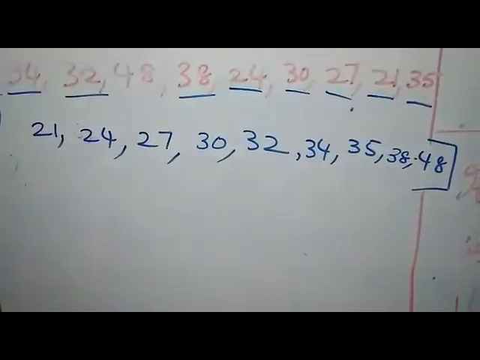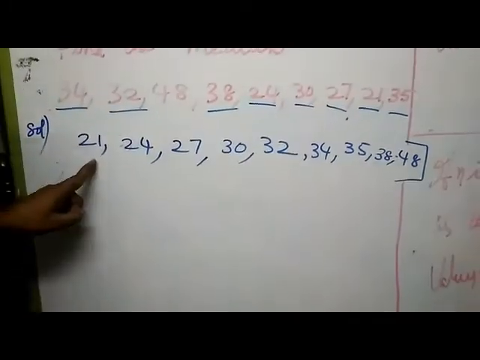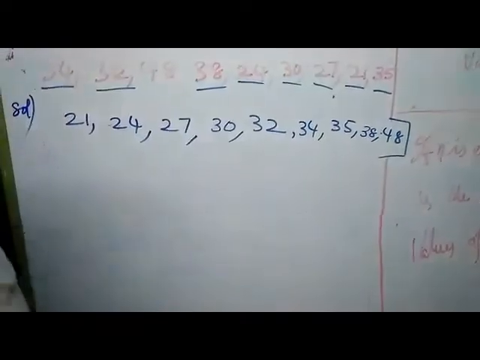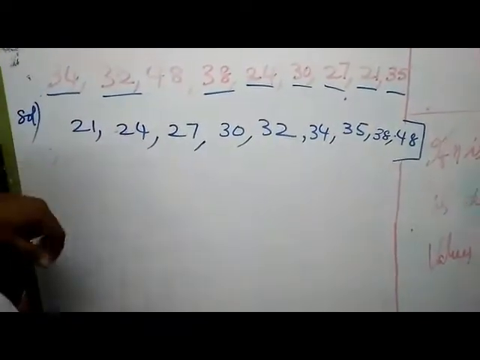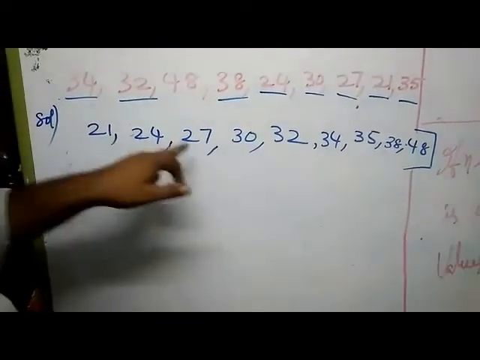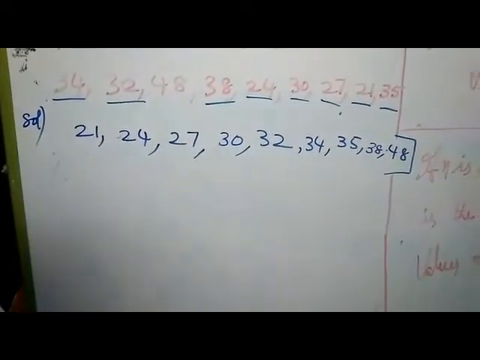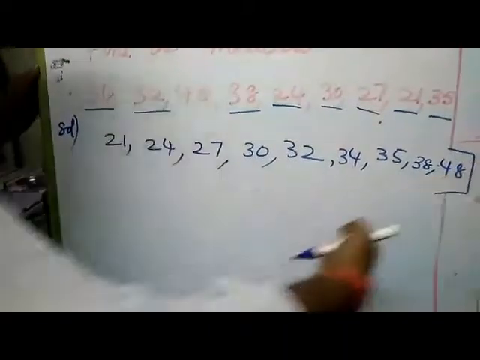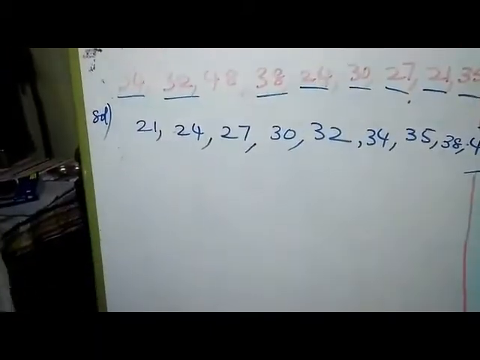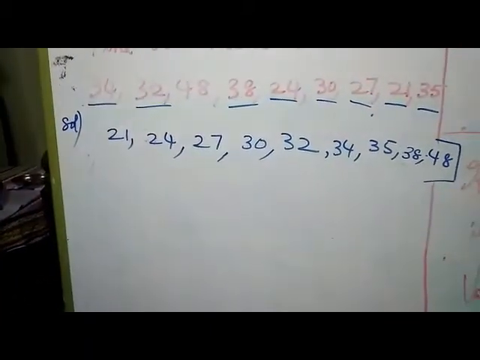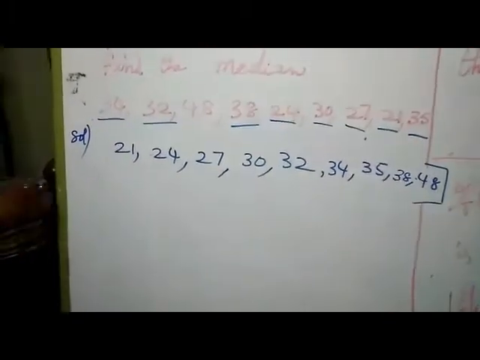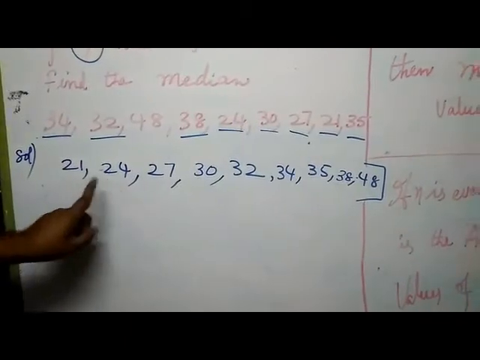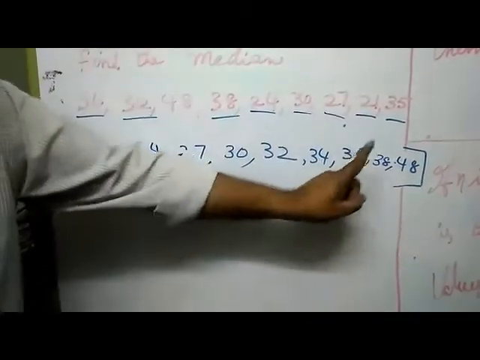Why? Because the number of students is 9: 1, 2, 3, 4, 5, 6, 7, 8, 9. So check whether it is in ascending order: 21, 24, 27, 30, 32, 34, 35, 38, 48. With the old method, you cancel the last one and the first one like that and you get the answer. But as 10th class students, you must know that n is equal to 9, the number of students.